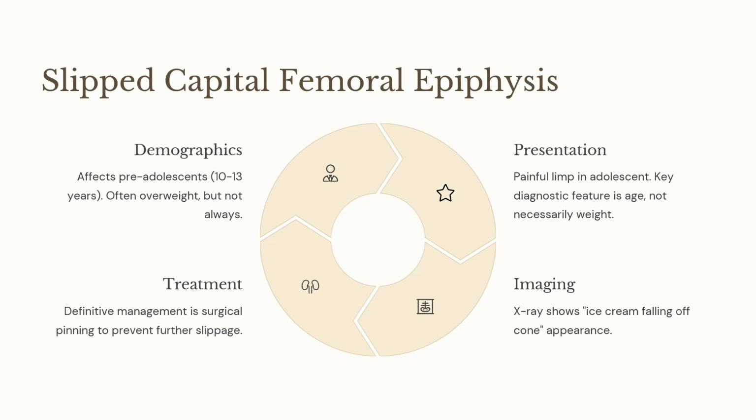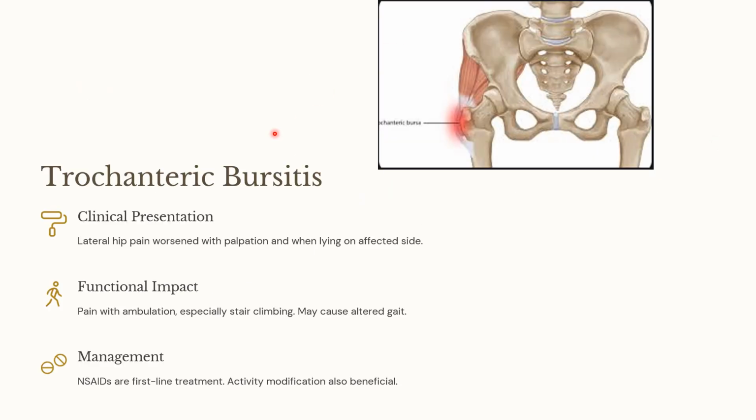What about trochanteric bursitis? The trochanteric bursa is nothing but a bursa at the hip joint, that is at the hip. So how will the patient be? They will have lateral hip pain which is worsened with palpation and when lying on the affected side. They will have pain with ambulation, pain when stair climbing, an altered gait, and pain when lying on the affected side. So the primary treatment is NSAIDs because it is a bursa.